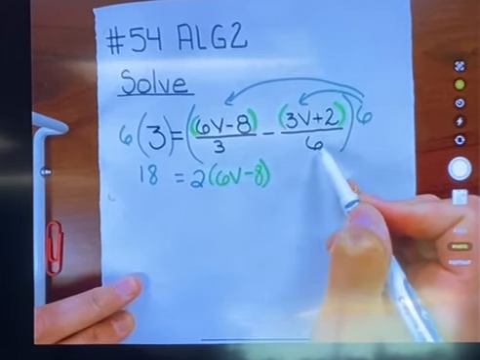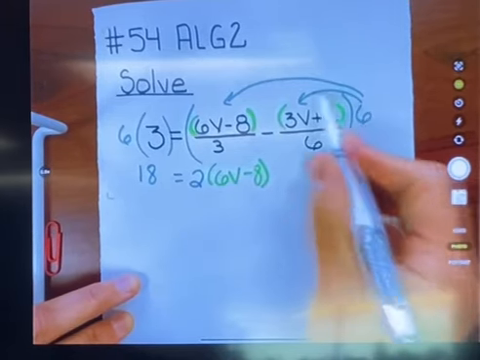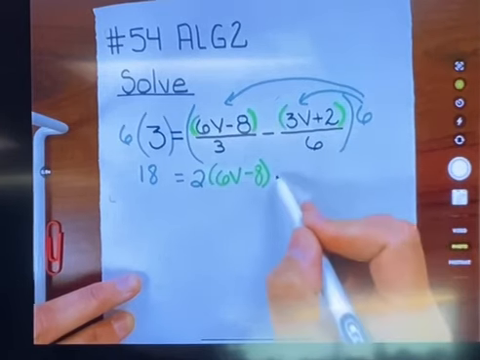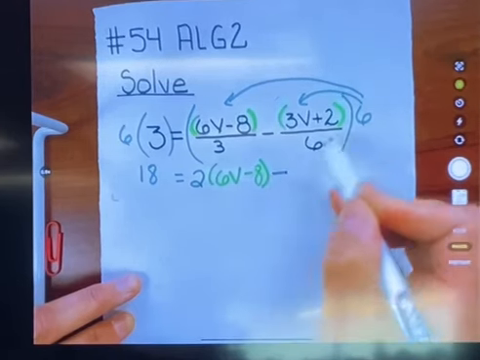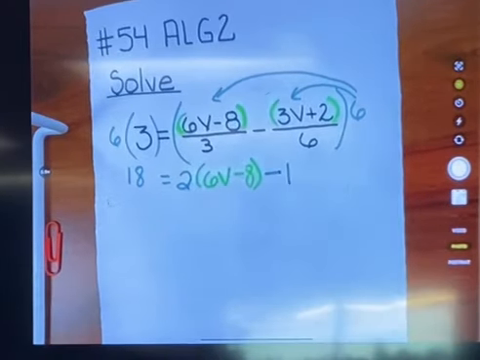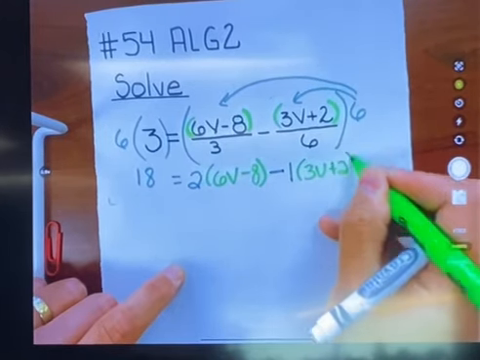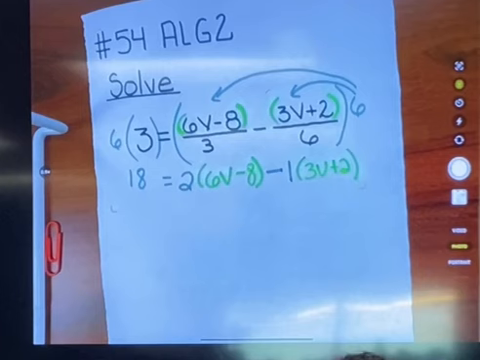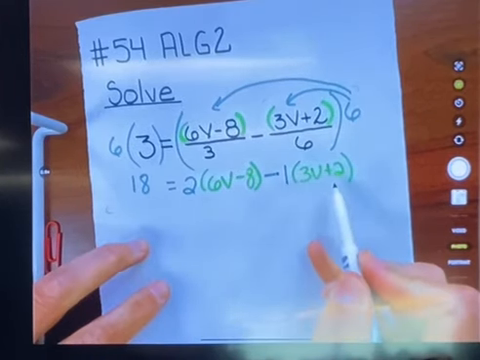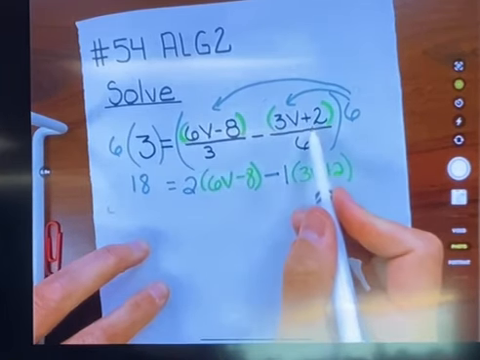And it seems like maybe you don't have to write it. But keep in mind, this is a positive 6 multiplied by this negative fraction. So a positive times a negative is a negative, and 6 divided by 6 is 1. And I want to put the 3v plus 2 inside parentheses. If you forgot the parentheses, you're going to end up not distributing. So it's really important that you put parentheses around those numerators.